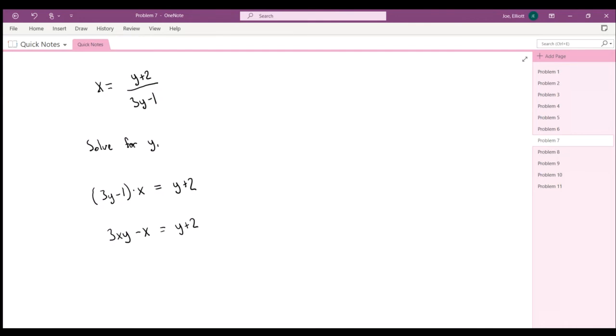And so to solve for y, again, you want all the y's on one side to start with. So maybe what I'll do is move this y over to the other side. At the same time, I'm going to add this x over as well. So I have 2 plus x, or x plus 2, whichever you prefer. Trying to get all the y's on one side and everything else on the other side is what we're going for.